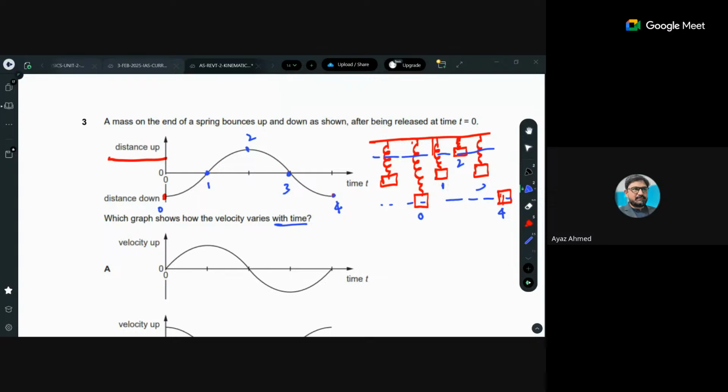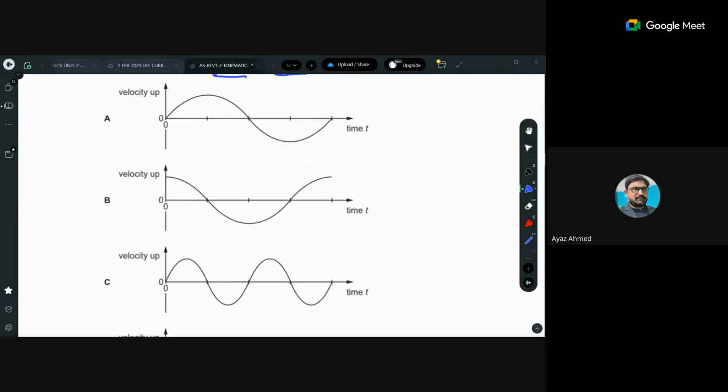So it means at position number two and position number zero, the velocity should be zero, and the same for position number four. Am I right? Velocity, not the speed. If it is velocity, it has to reverse the direction as well. Is this point clear to everyone?